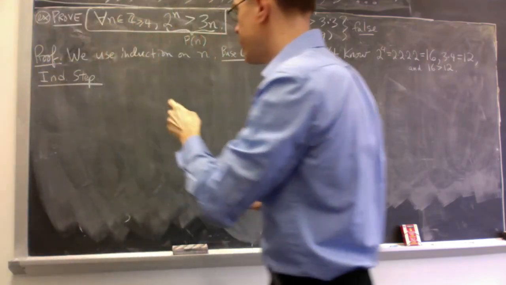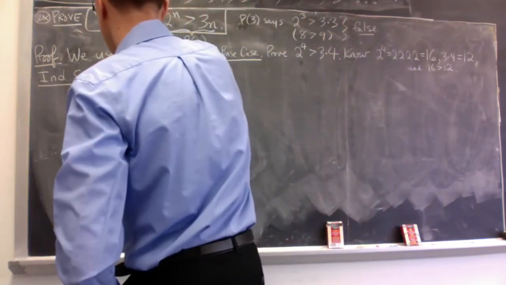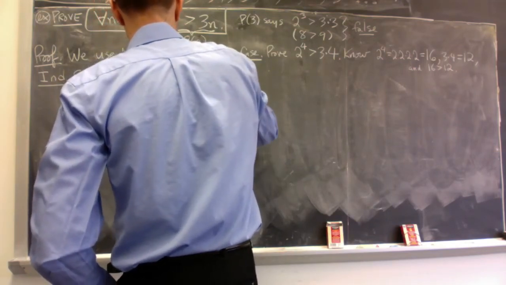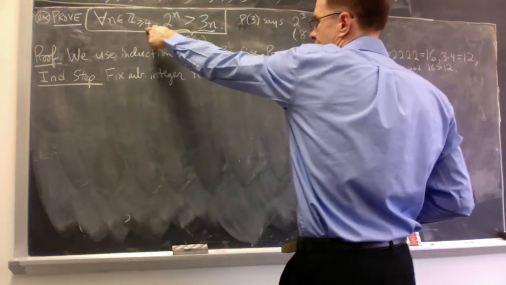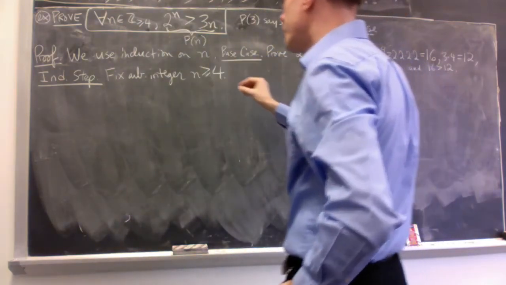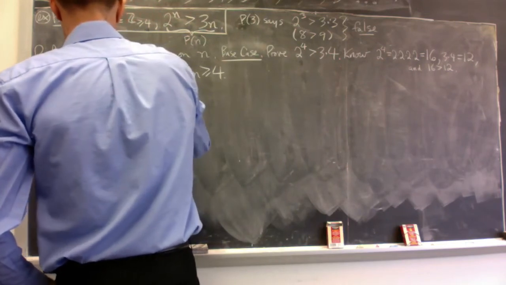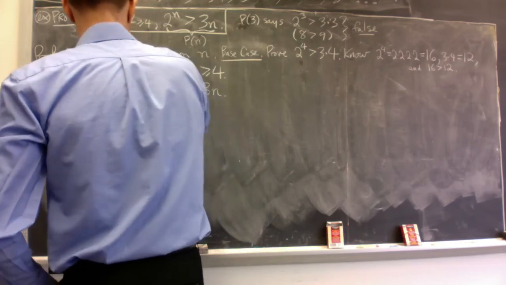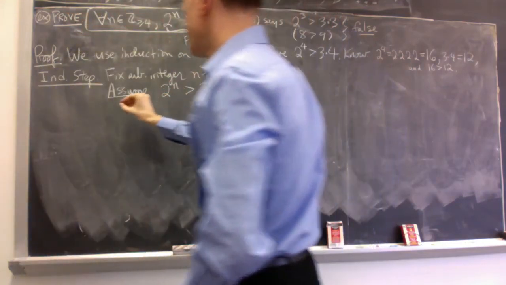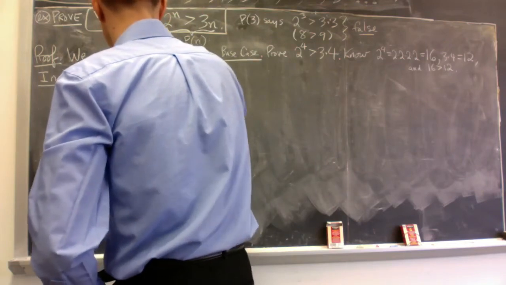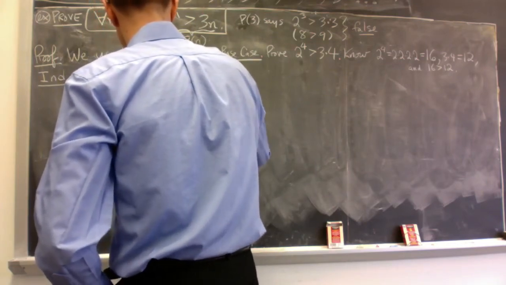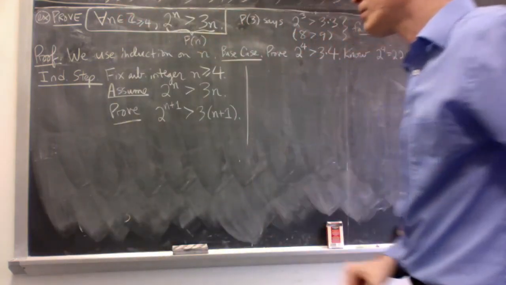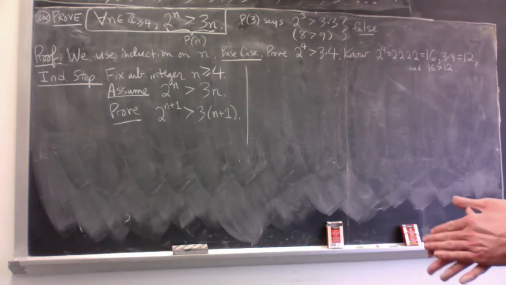So we follow the template. We fix an arbitrary integer n greater than or equal to 4, whatever the base value is, in this case 4. We assume that 2 to the n is greater than 3n. And we have to prove that 2 to the n plus 1 is greater than 3 times the quantity n plus 1. There is the setup for the proof.